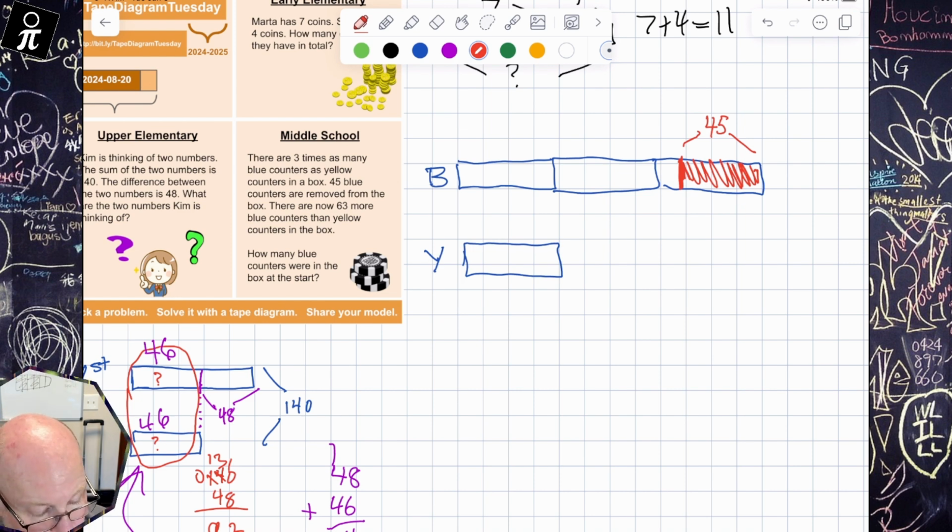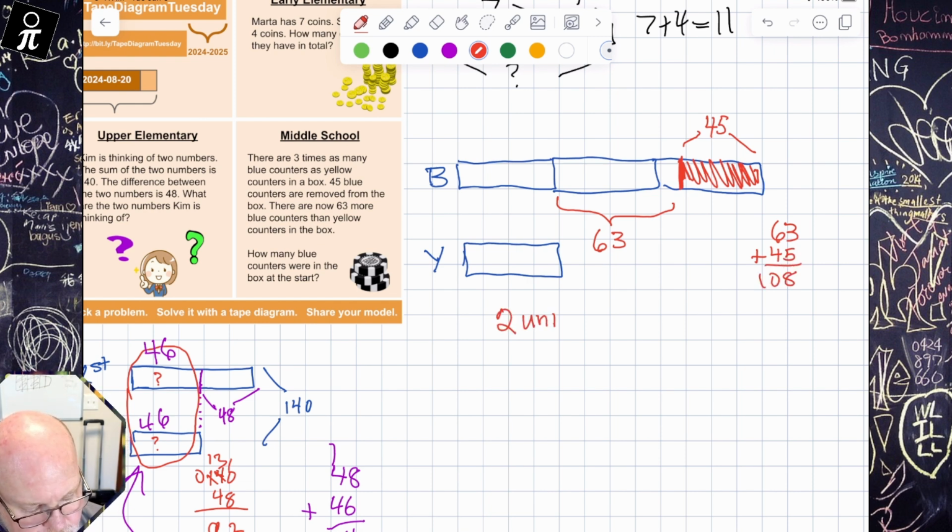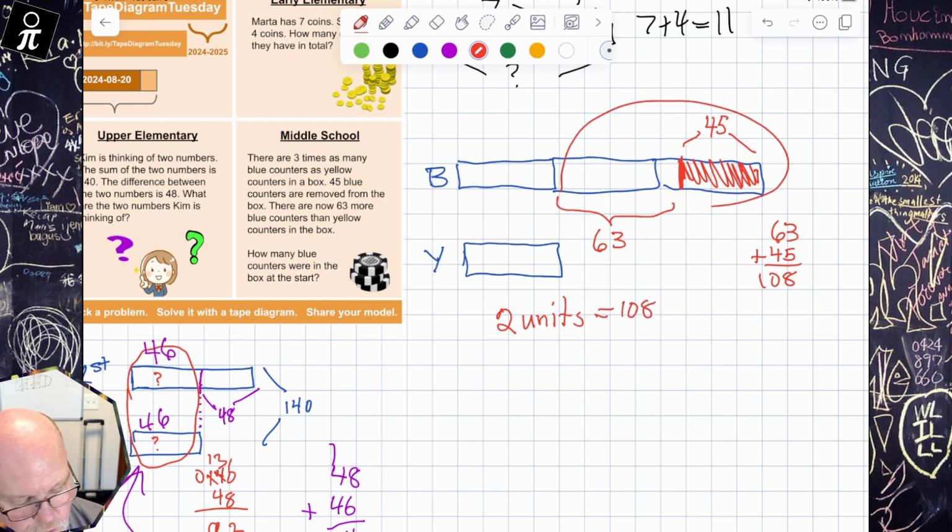So I now know that this is 63. So now I know that what this means is 2 units has a total. So 63 plus 45 is 108. So I know that 2 units is equal to 108. So these 2 units total have to be 108. That means 1 unit must be 54.